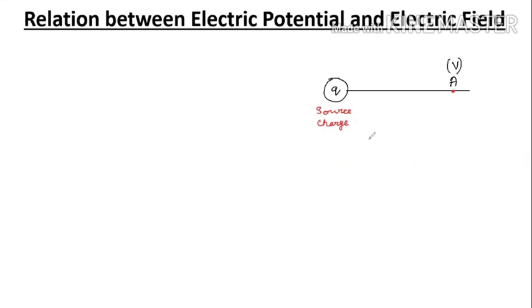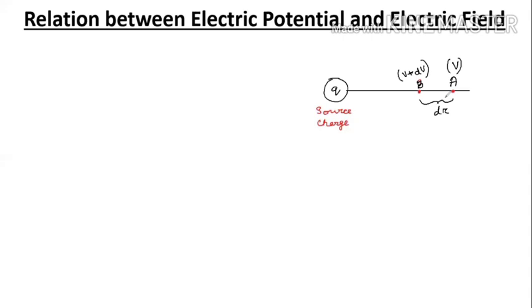Okay. And let us consider another point B, somewhere here. And the potential at this particular point, let's just consider that it is V plus dV. And we will assume that the distance between this A and B is dr.